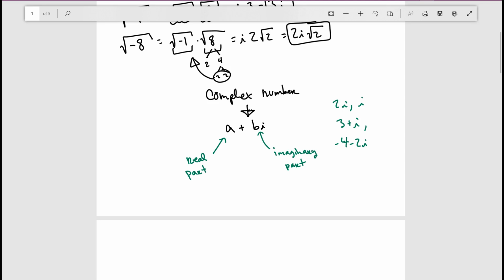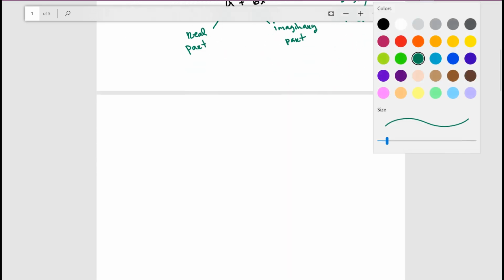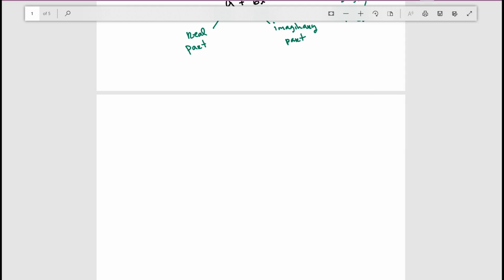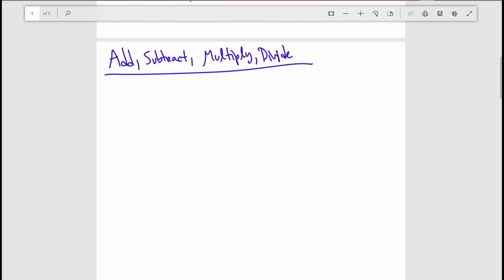Okay, so what we're going to be doing with these complex numbers is the following. We are going to add, subtract, multiply, and divide complex numbers. First we're going to start with adding and subtracting. And actually, adding and subtracting is not too terrible. All we've got to do to add and subtract is combine like terms.